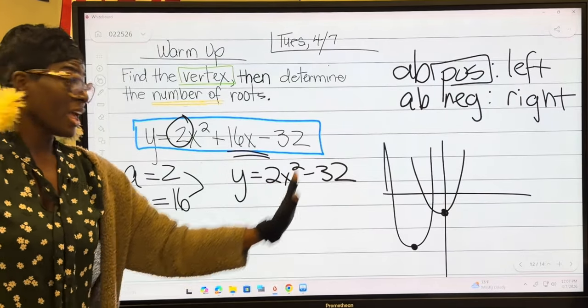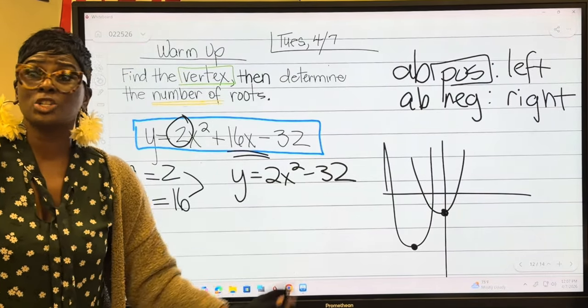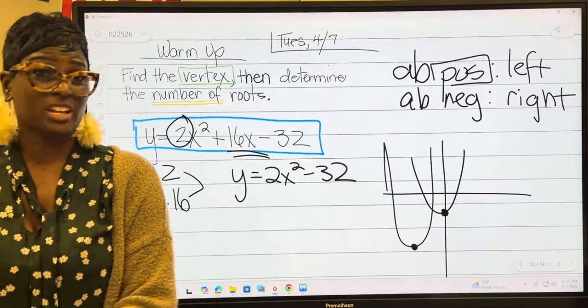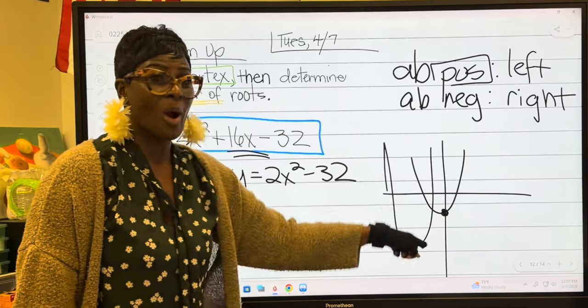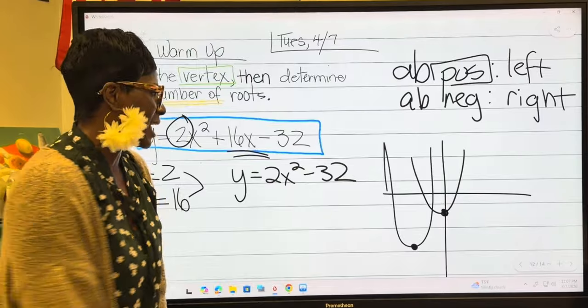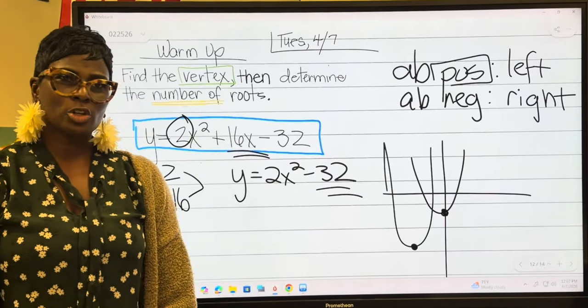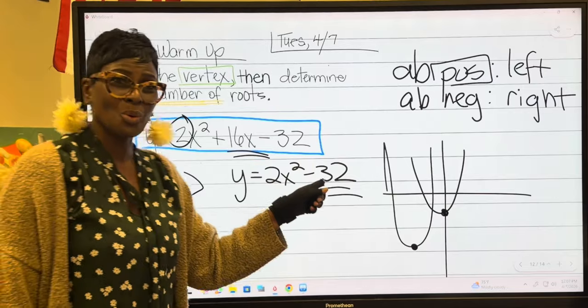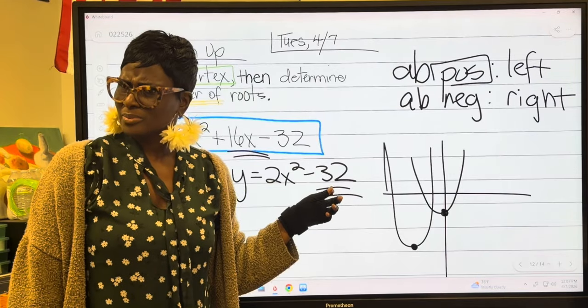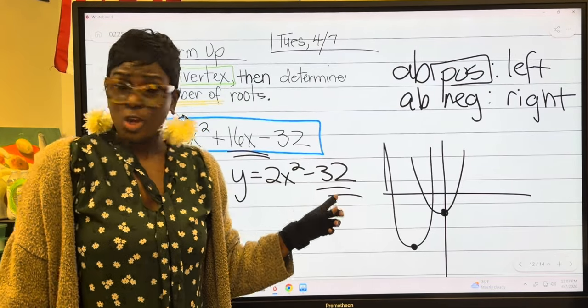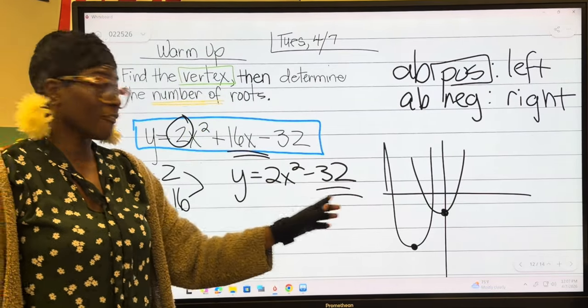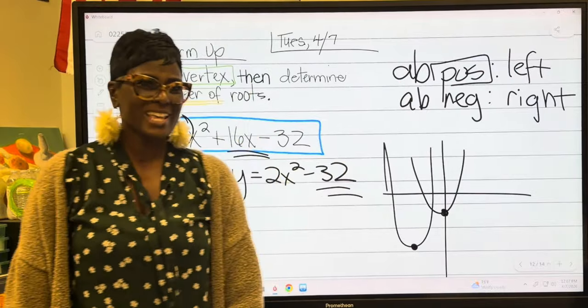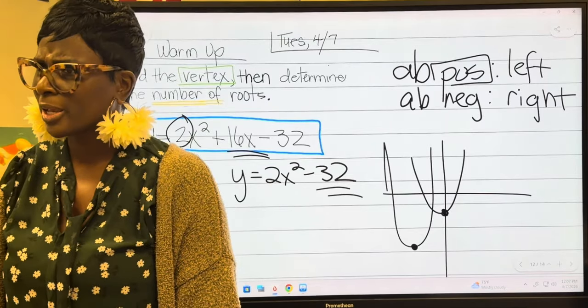There's an A and there's a C, but there's no B. So what does that tell me? It did not shift. That means it's sitting on the y-axis. And guess where it's sitting on the y-axis? Negative 32. How do I know that? Because that's the y-intercept. It only can have one. So if that's the y-intercept and there was no shift, then it's sitting on this at negative 32. Are you following me? Right?